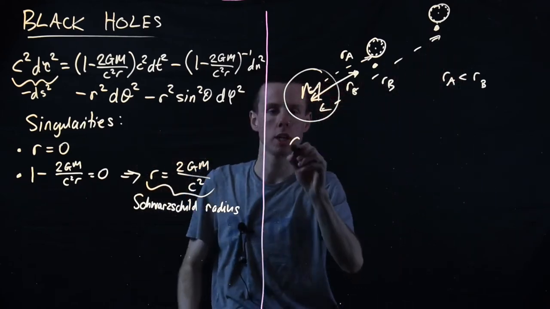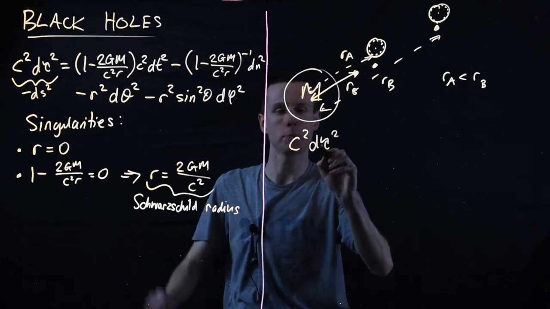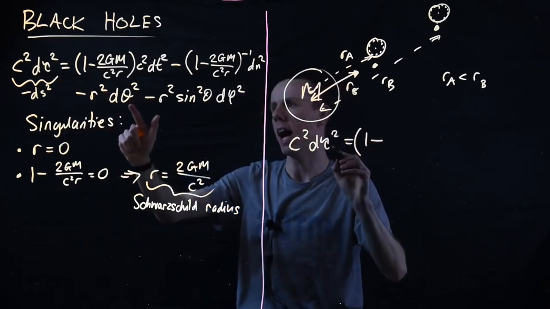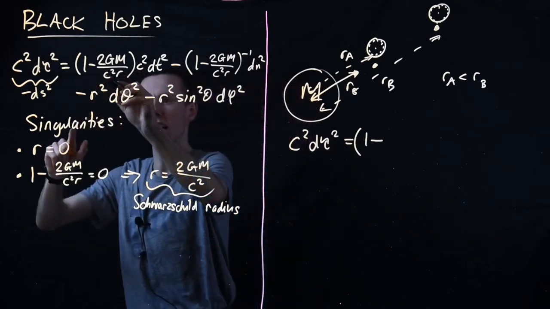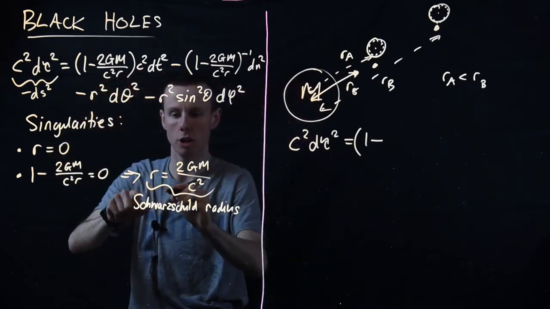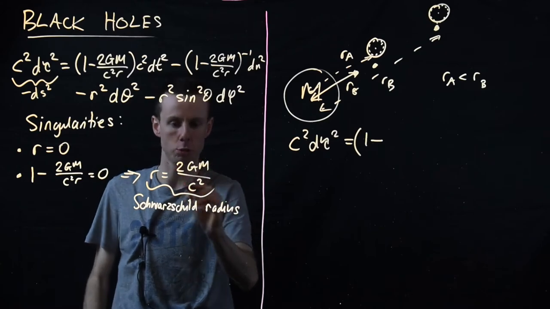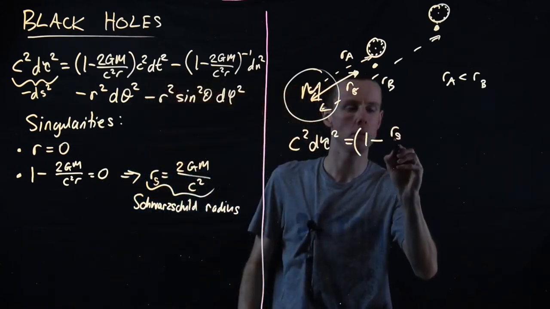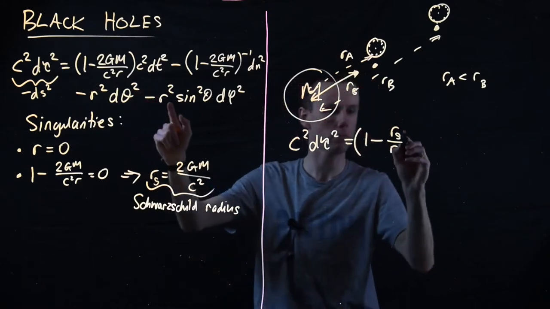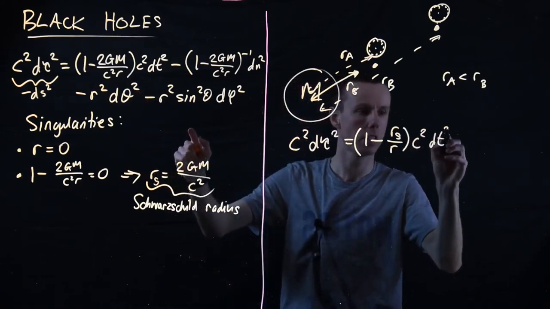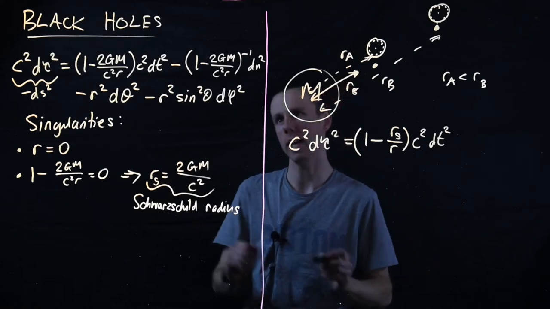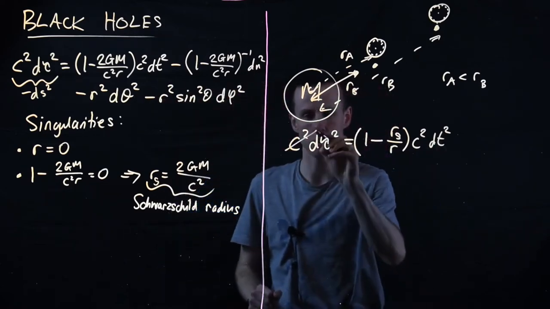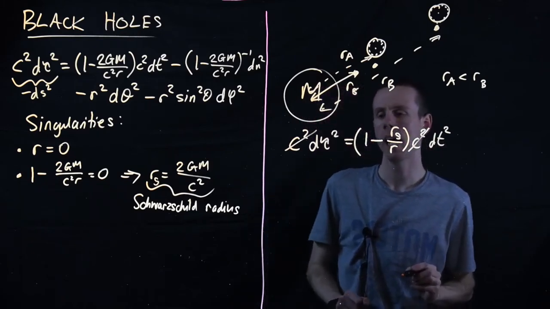So in both cases, the Schwarzschild metric actually just becomes like this: c squared d tau squared is equal to 1 minus, and you see this 2GM over c squared, I'll just replace that now and call that the Schwarzschild radius, r subscript s. So we have 1 minus rs over r, c squared dt squared. And then dr squared, d theta squared, d phi squared, they're all 0. And I can cancel the c squared there and there, I suppose.